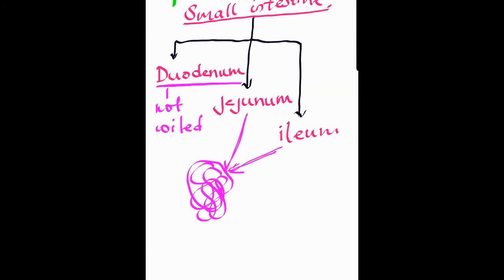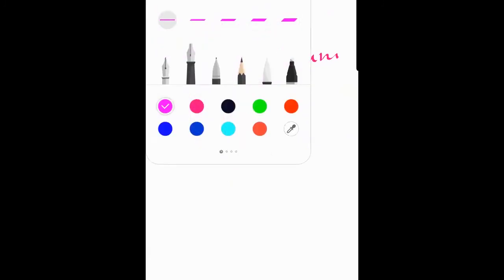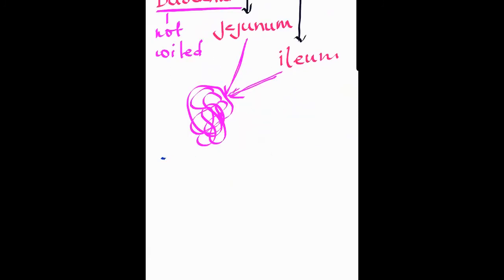We'll see everything in detail. Have you understood the meaning of coiled? When you keep a thread in a particular place, it will be coiled. So the first point: it is a highly coiled structure.